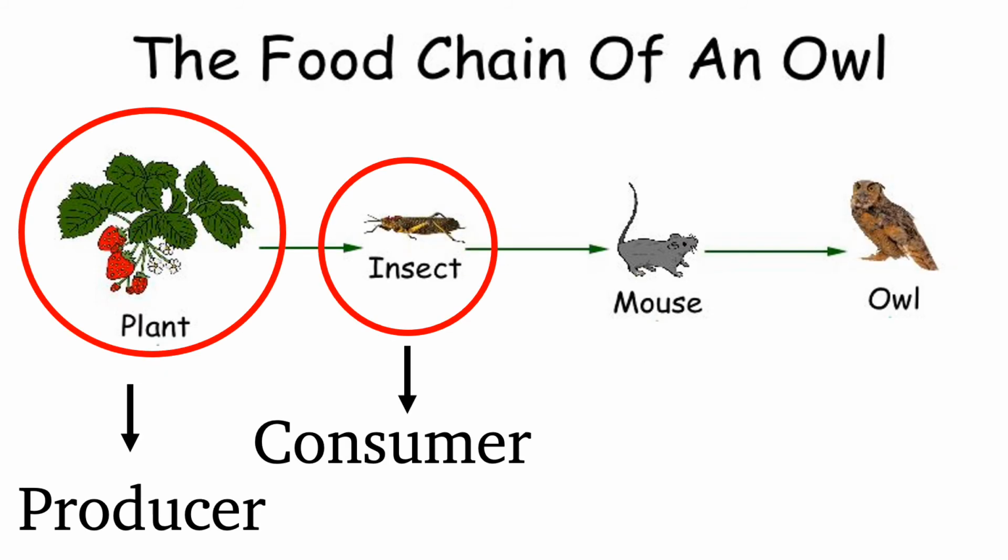Let's have a look at this example. The food chain of an owl. As I said, the plant is a producer because plants make their own food, while the insect here is a consumer because insects do not make their own food. They eat plants or other organisms. So the insect will eat the plant, then the mouse will eat the insect, then the owl will eat the mouse.